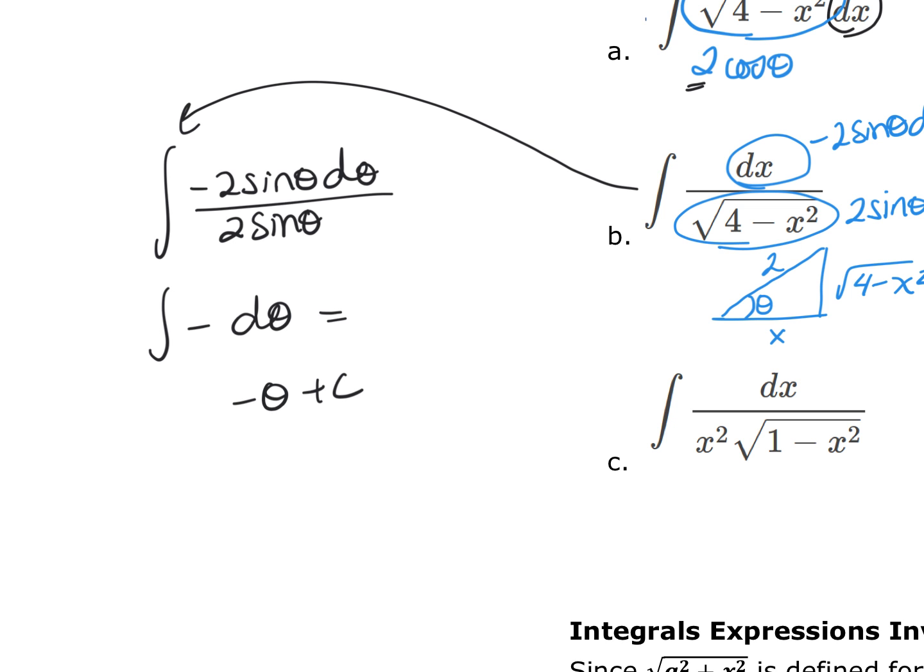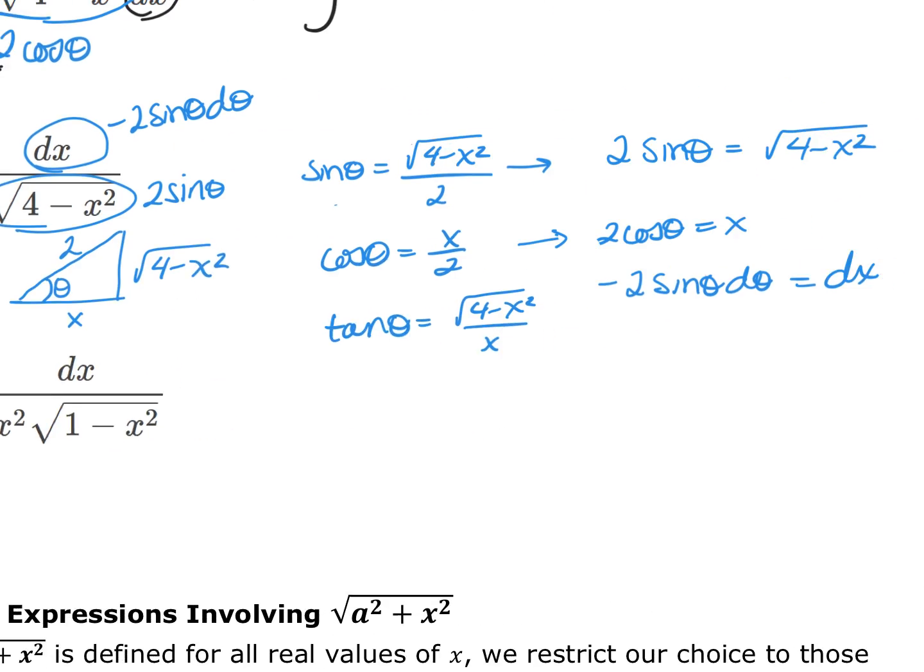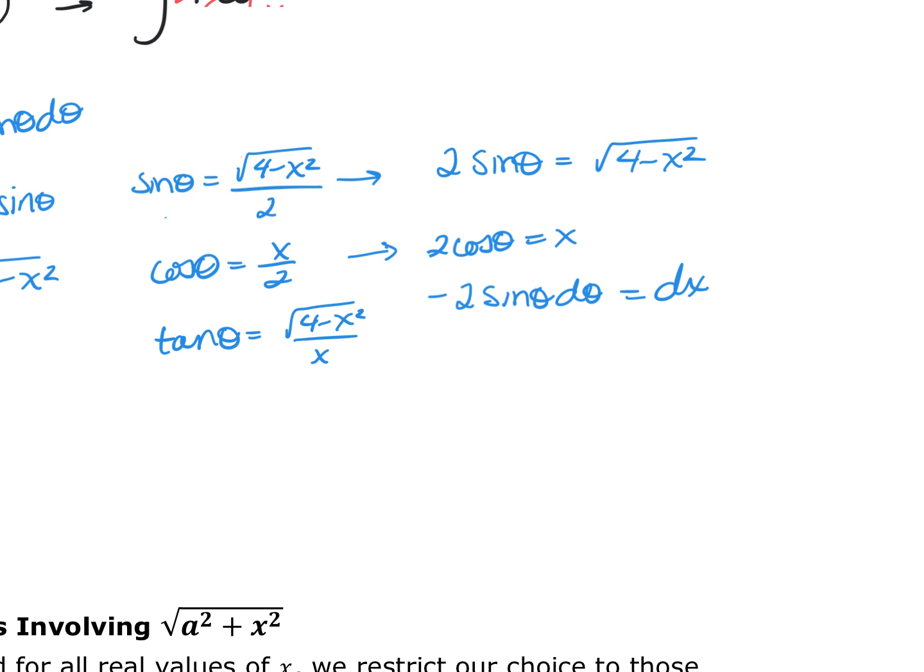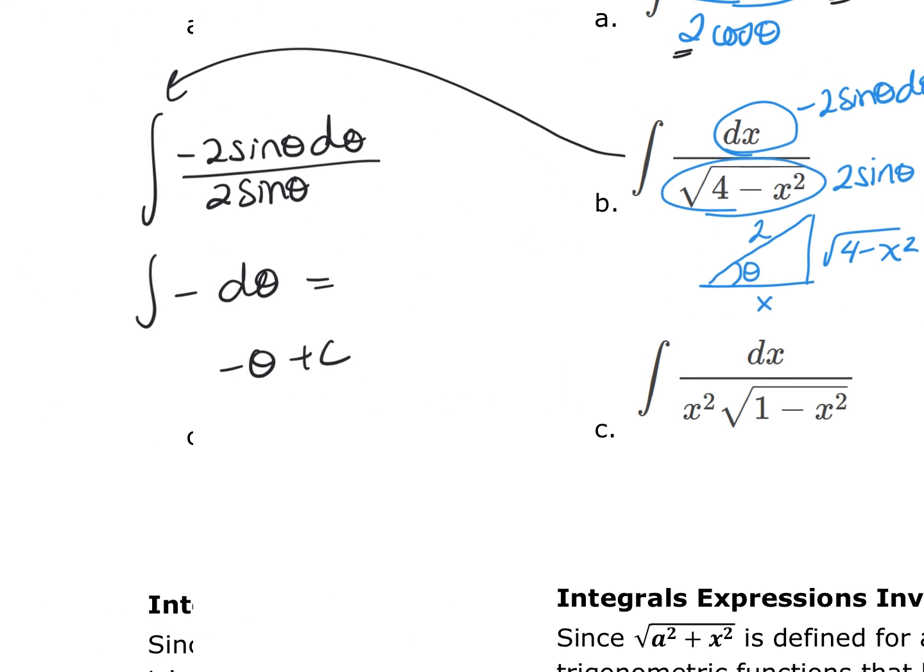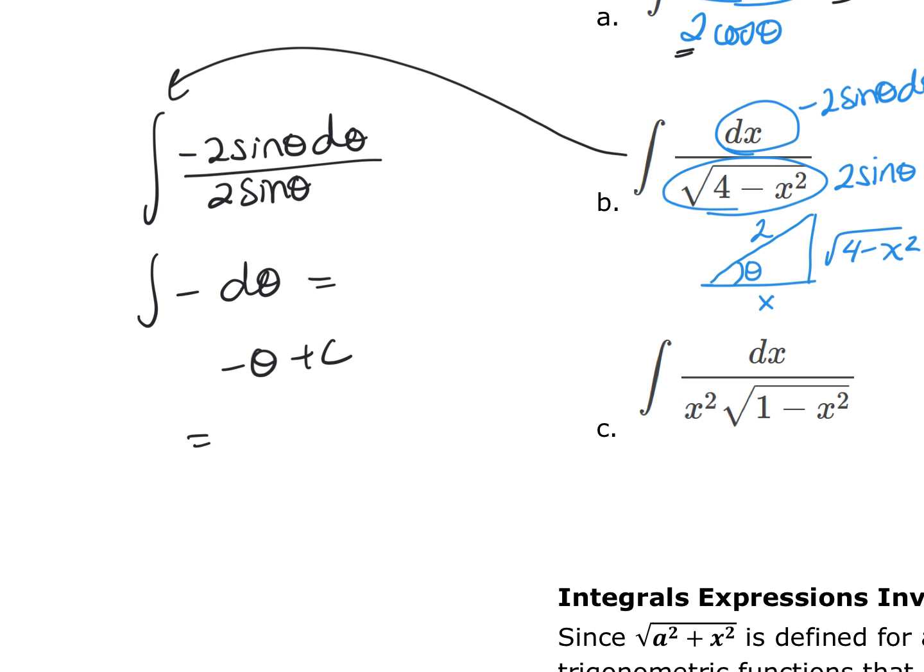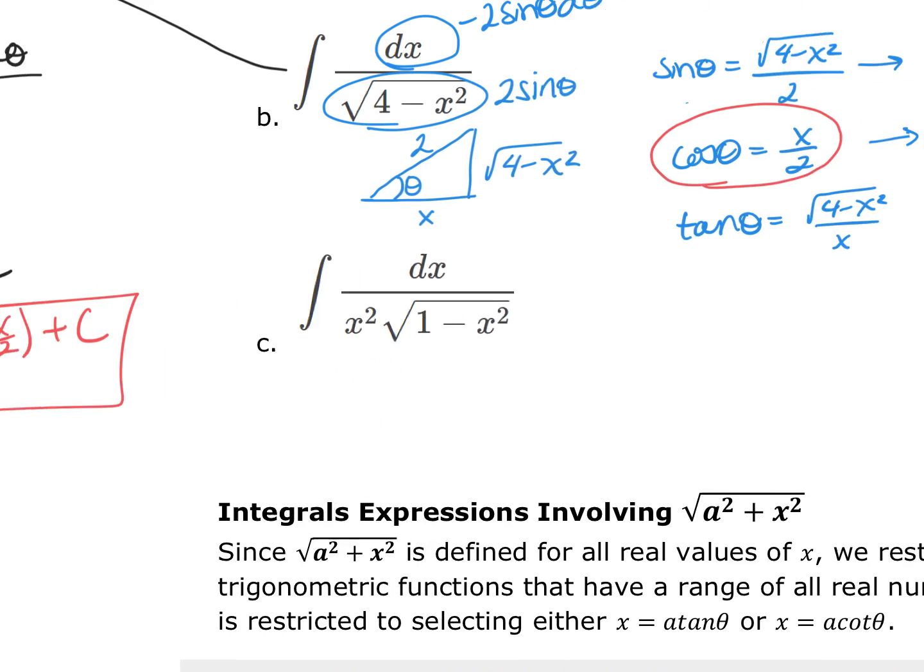Cool. Now here's where we have to back sub. So I come over here and I need to choose which one is going to be the easiest to solve for theta, and the easiest one to solve for theta is this one. So theta is equal to the cosine inverse of x over 2. And I come back over here and I say, okay, let's back sub. So this is going to be equal to the cosine inverse of x over 2 plus c. Don't forget you need a negative out front. And there's my final answer.